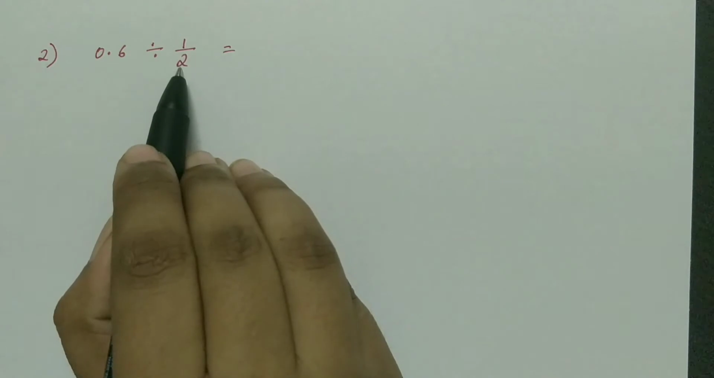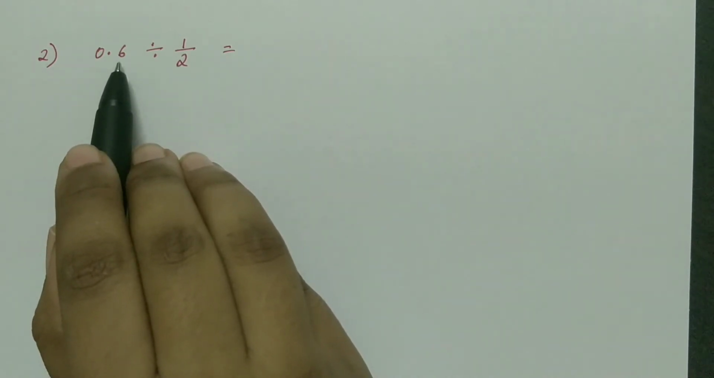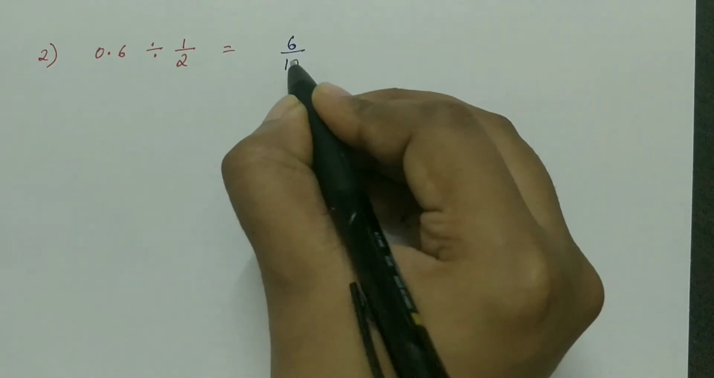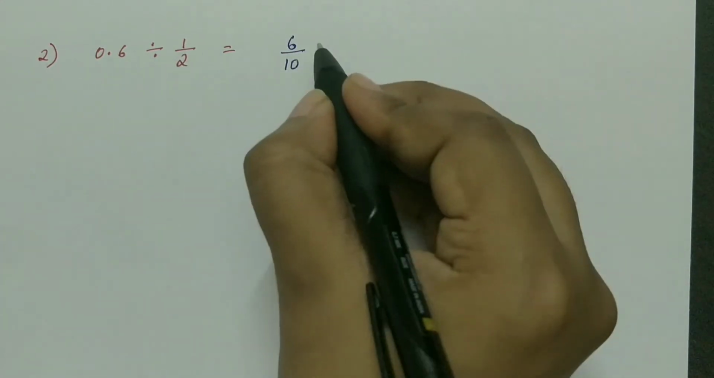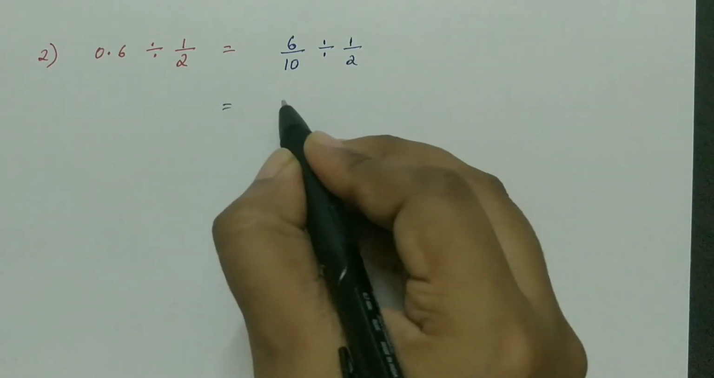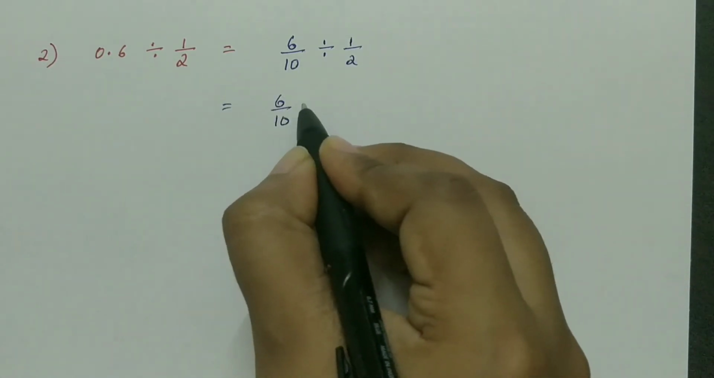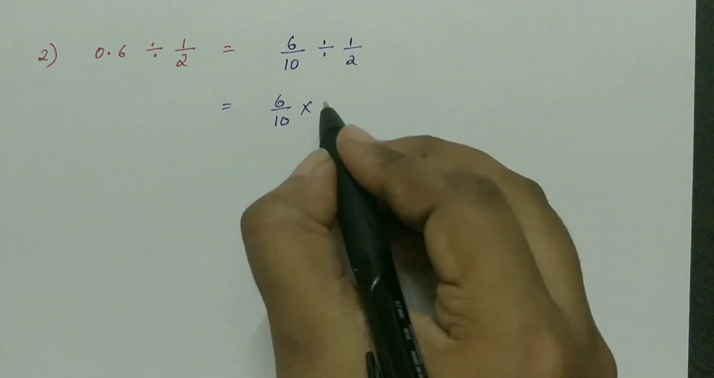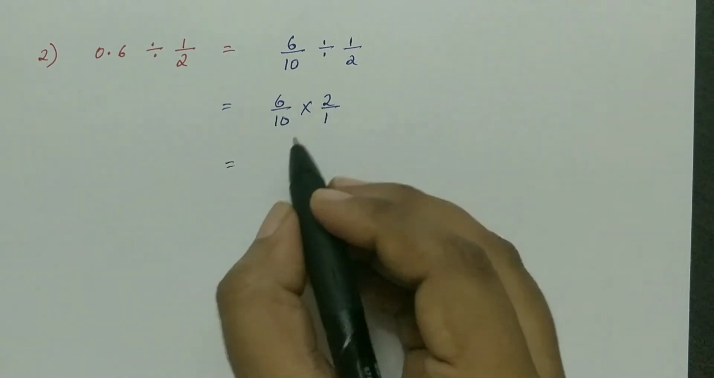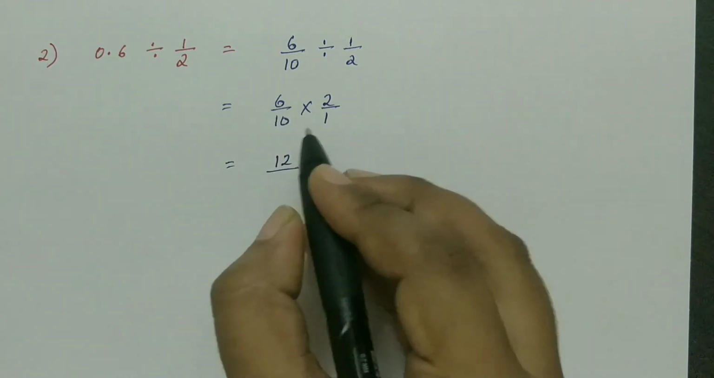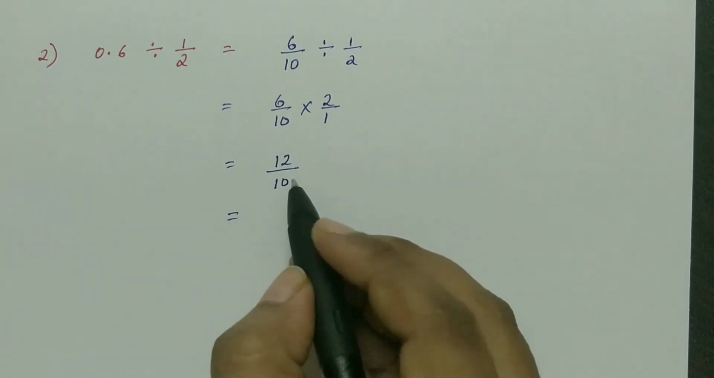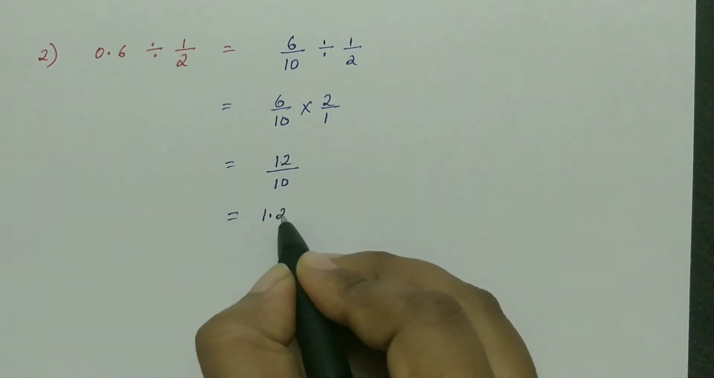Second one, 0.6 divided by 1 by 2. Convert 0.6 into fraction. 6 divided by 10 divided by 1 by 2. It can be written as 6 by 10 into reciprocal of 1 by 2 is 2 by 1. 6 into 2, 12 divided by 10. Convert into decimal, 1.2.